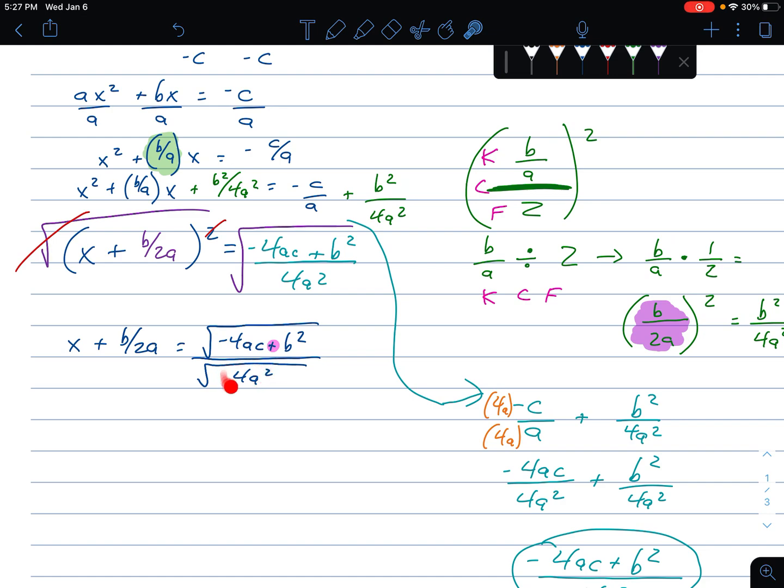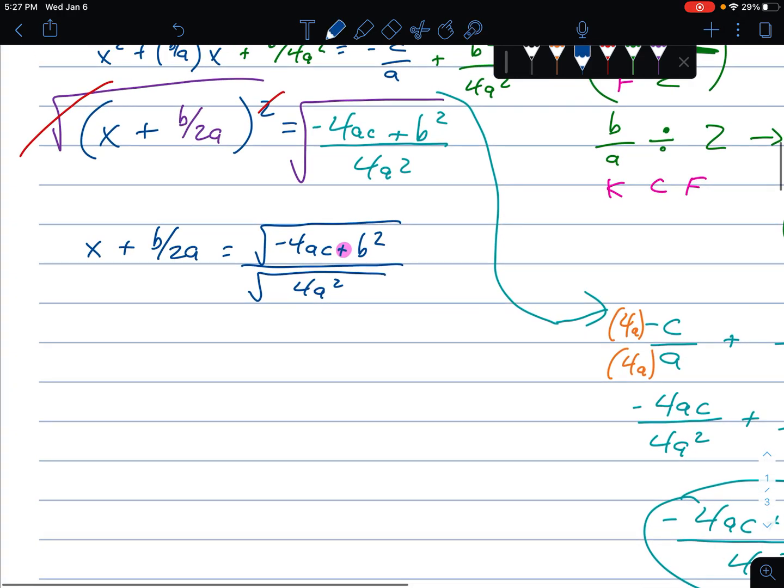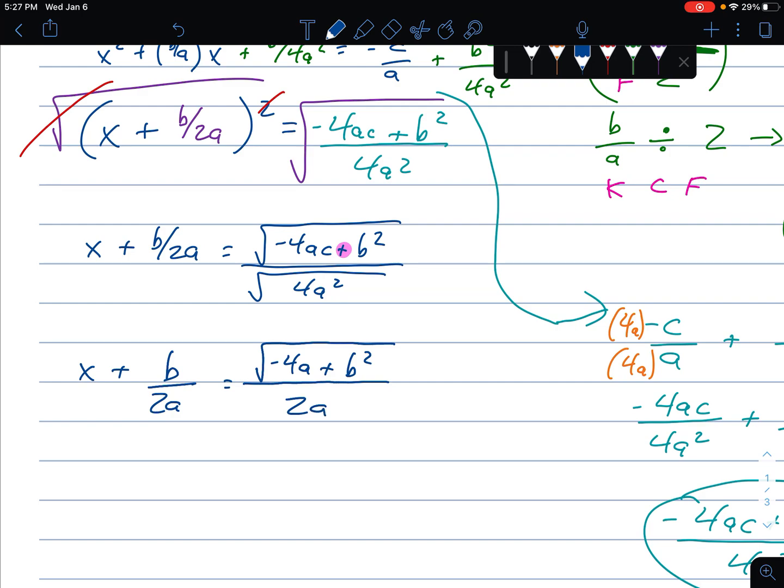But the bottom, that's a monomial. 4 times a squared. Wait a minute. 4 is a perfect square. Wait a minute. A squared's a perfect square. Wunderbar. I can cancel out this nice bottom over here and give me just my negative 4ac plus b squared. The bottom comes out of a radical. How wonderful.